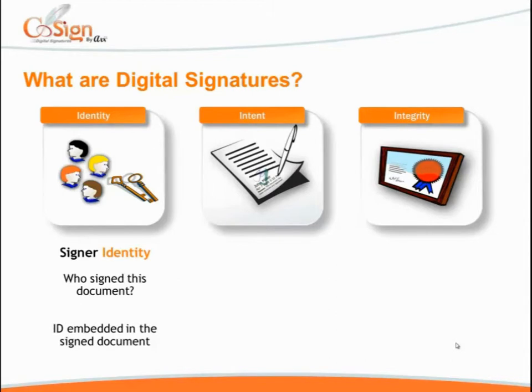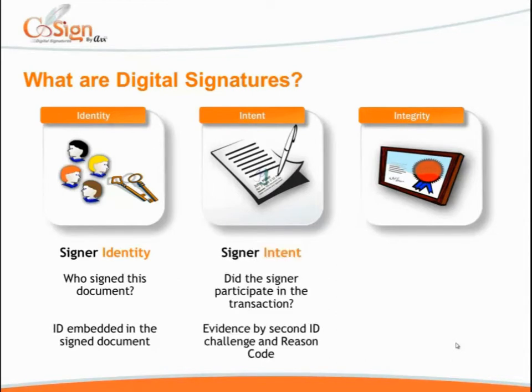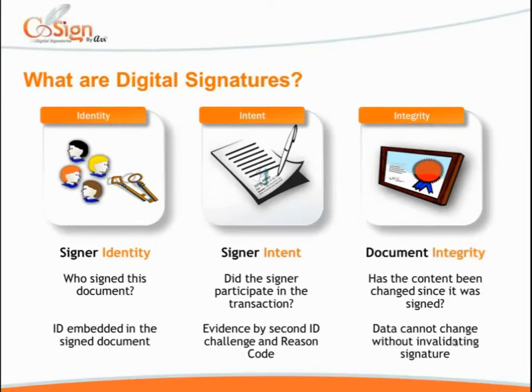The second I stands for the intent of the signer. So we add a reason for the signing process. And the third I, which is a very important I, is the integrity of the document. So when a digital signature is created on a document, basically you know that from this point on the document was not changed, and if it was changed you get a visual indication saying the document has been modified since it was signed.